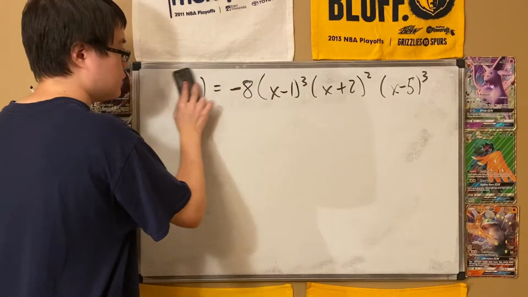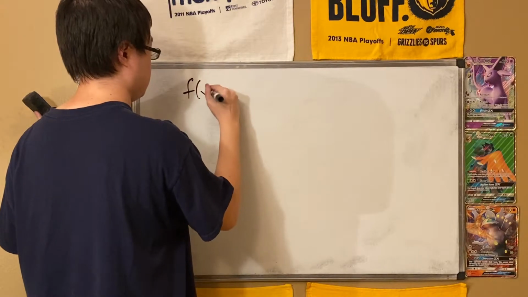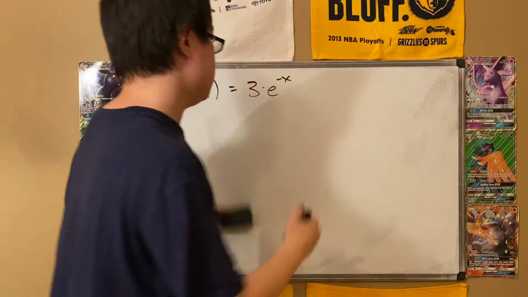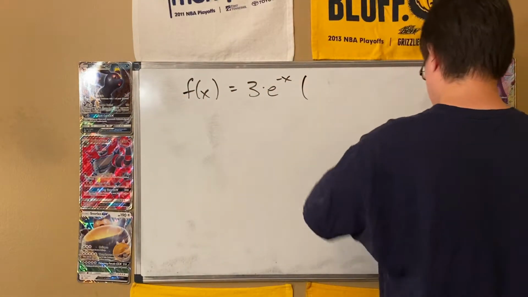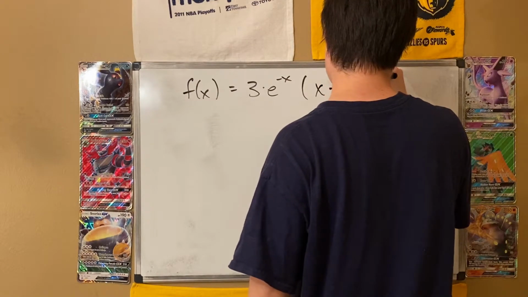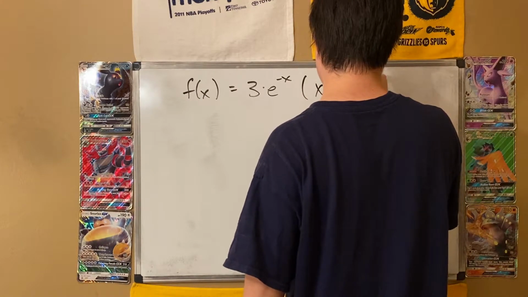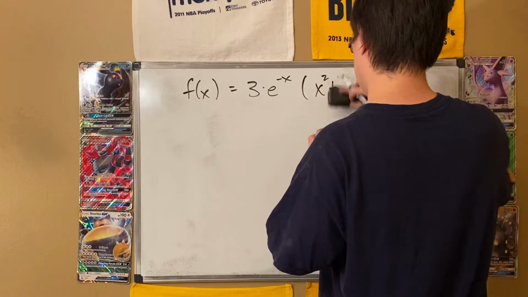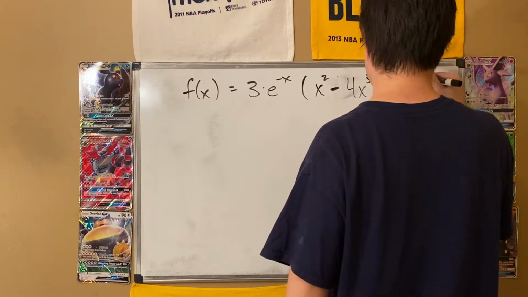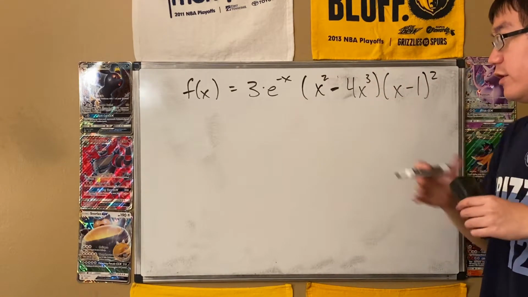So let's do f of x equals 3 times e to the minus x. Let's make it a little bit trickier. And then we'll have something like x minus, plus x squared, and we're going to raise these to powers, and then we're going to put a 4 here. So this is going to be my function. I'm going to put a minus actually. So this is my polynomial. It looks a little bit more complicated than the previous one.